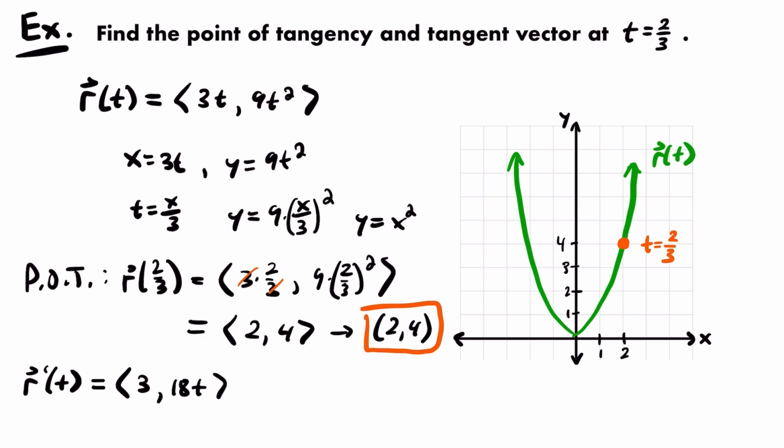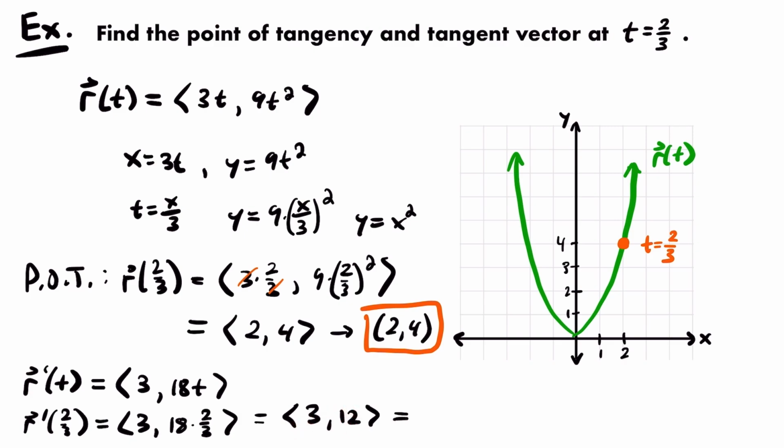Okay, so now let's evaluate that at our value of t. We'll have r prime of 2/3 is equal to 3, 18 times 2/3. Now, 18 times 2 is 36, and 36 divided by 3 is 12. So what we get here is 3 comma 12. And we could simplify that vector by pulling out a common factor of 3. So we could rewrite this to be 3 times 1 comma 4.